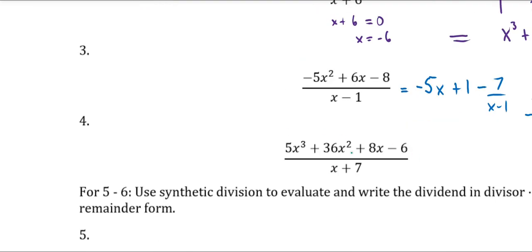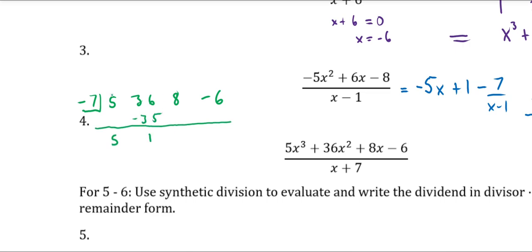Let's do this next one over here on the left to save space. I don't have any missed terms. I have thirds, squares, firsts, and constants. So let's rewrite this as 5, 36, 8, and minus 6. And now we're going to want to put minus 7 in the box. That's our root. Drop the 5 down, take the product, and we wind up with minus 35.